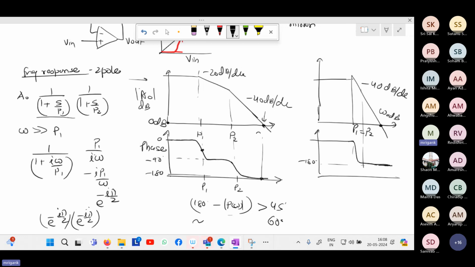So here, because the poles are comparable, and if they become close, the gain will drop with minus 40 dB per decade very fast. And then the phase will also drop to minus 180 degree very fast. As a result, at omega 0 dB, you have very less phase margin left. It is almost close to 180 degree. Therefore, you don't have much phase margin left. As a result, it will lead to unstable response. Is this clear?